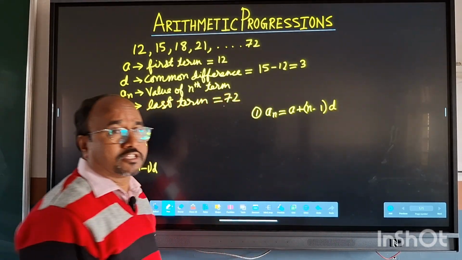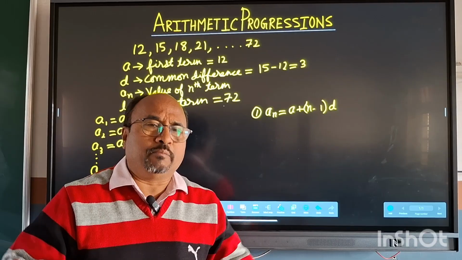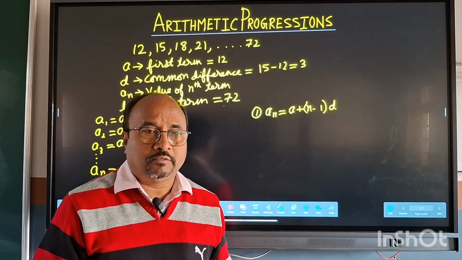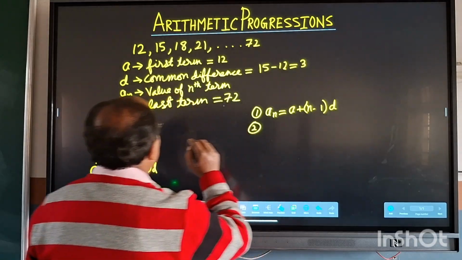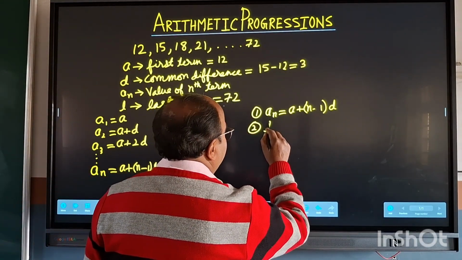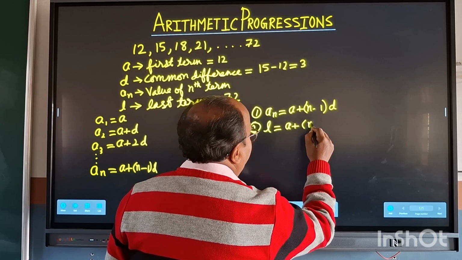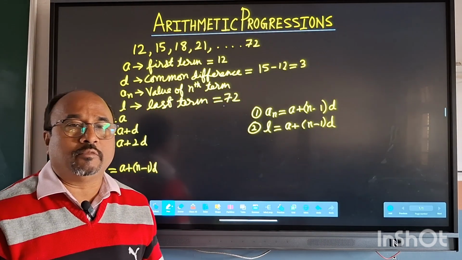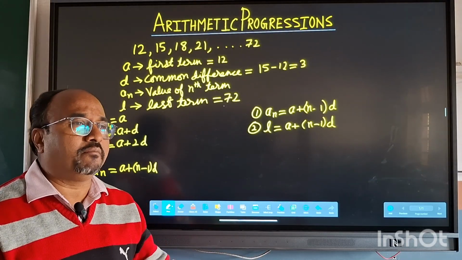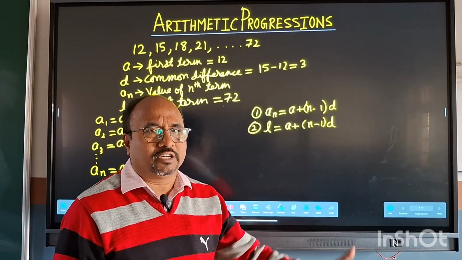So this is my first formula. Now, this nth term could also be the last term. If it is the last term, then the last term we are denoting with L. So L is equal to the same formula, a plus n minus 1 d. So we get the formula for the last term, which is the same relationship, because the last term is also one of the terms.